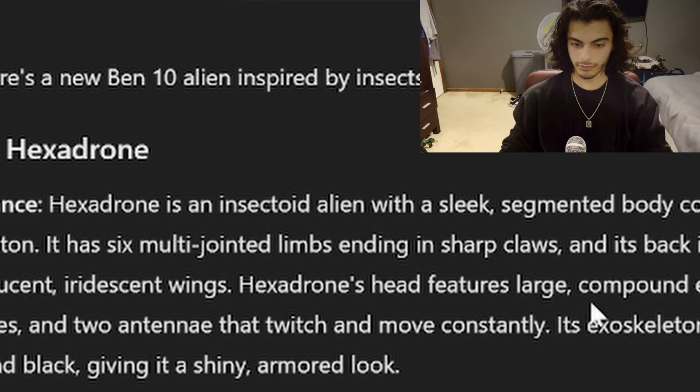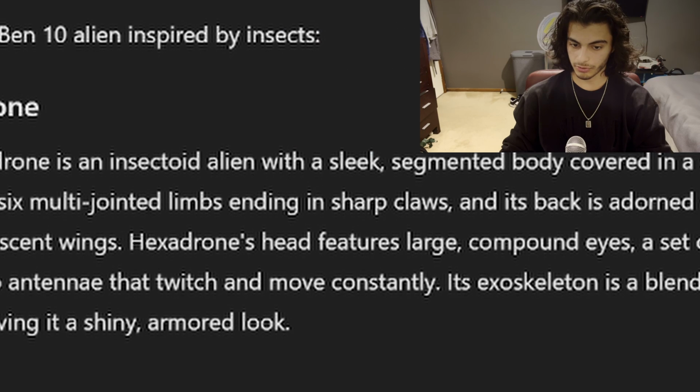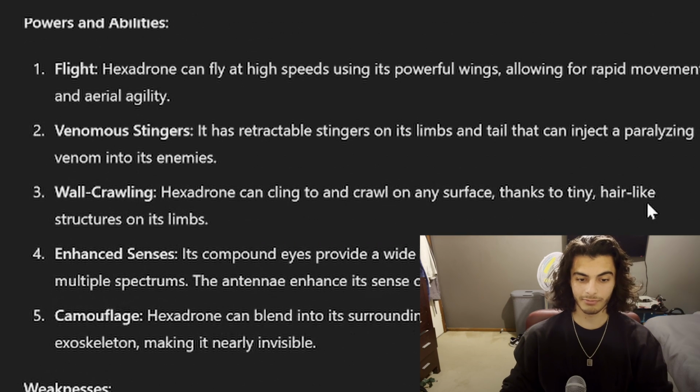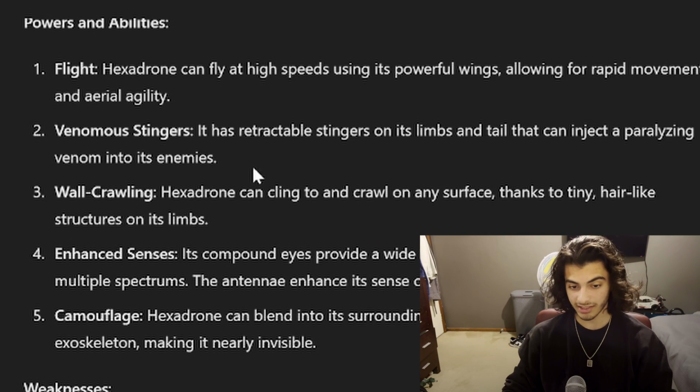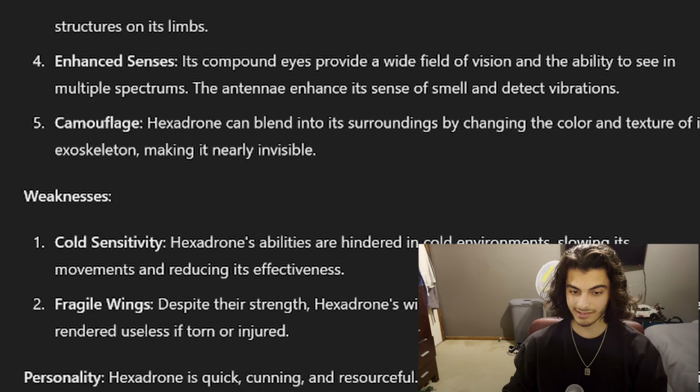Hexadrone is an insectoid alien with a sleek segmented body covered in durable exoskeleton, six jointed multi-limbs and sharp claws, armored with a pair of translucent iridescent wings. Alright, powers and abilities. So flight, that's a pretty standard one for an insect. Venomous stingers, retractable stingers that can inject paralyzing venom. Wall crawling, that's another pretty standard one. Enhanced senses, compound eyes, wide field of vision.